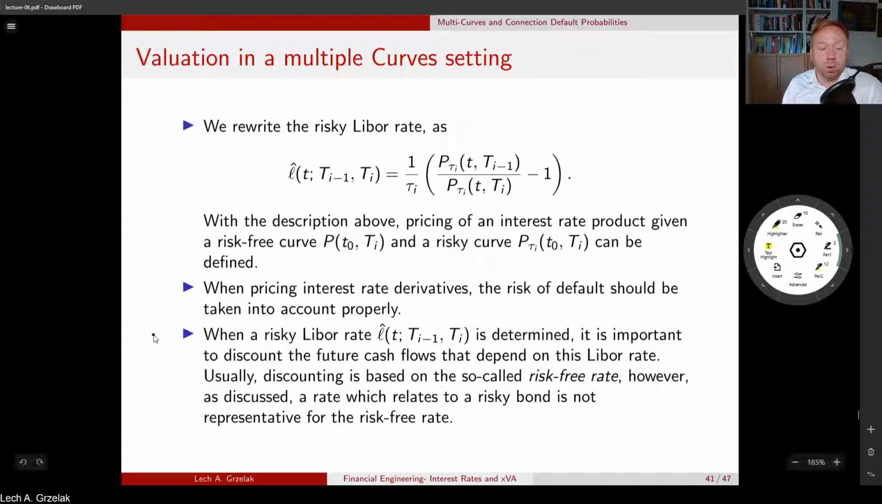Okay, and maybe one more comment here. When a risky LIBOR rate is determined, it is important to discount the future cash flows that depend on this LIBOR rate. This means that the discounting will be based on a risk-free rate, and the forecasting part will be done on this risky line.